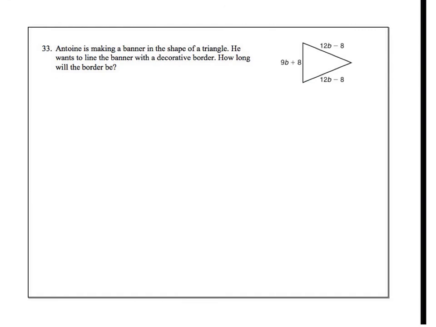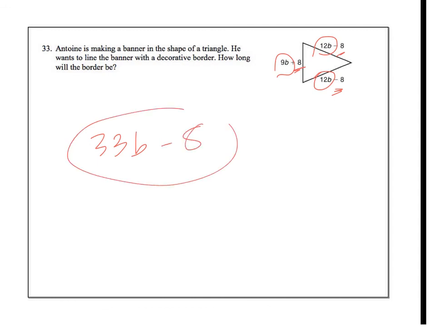33 says Antoine is making a banner in the shape of a triangle. He wants to line the banner with a decorative border, and how long will the border be? So the border is going to go around the outside of the triangle, which tells me that we're tying this into perimeter. Perimeter means I just add up all of my sides. So if I do that, I'm just combining like terms. I can put all my b's together. So that is going to give me 33b. And then I'm going to go ahead and deal with my plain numbers. So 8 minus 8 minus 8. And that's going to be minus 8. That is my final answer.